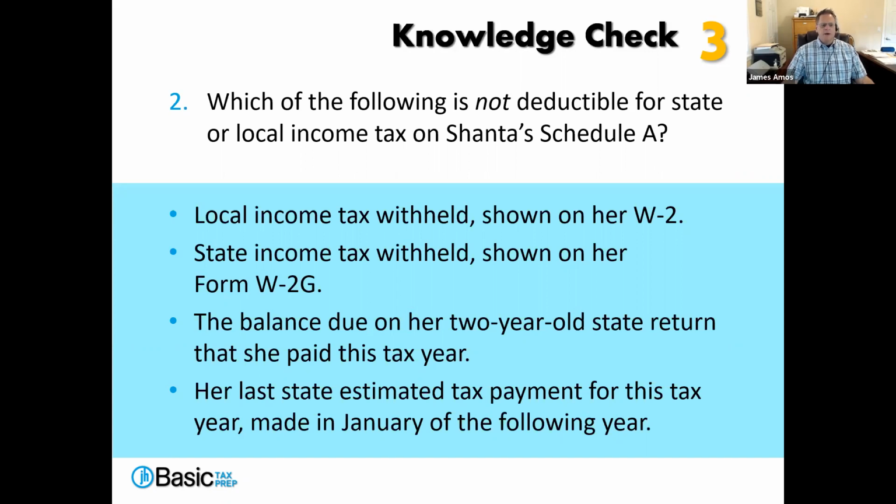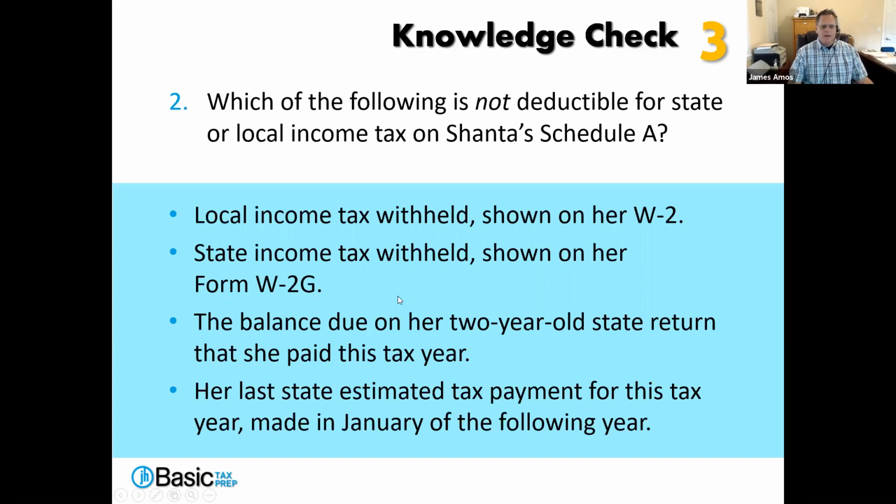Okay. How about state income tax withheld that's shown on a W-2G? Is that includable? Yes. It doesn't matter. It's a W-2G. That's just from gambling. It's still income tax, and that's absolutely includable.